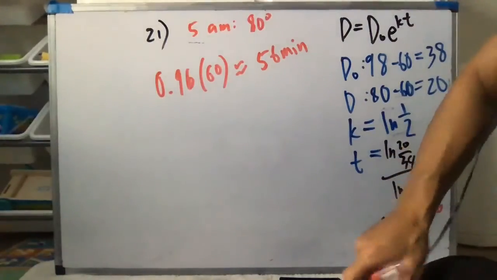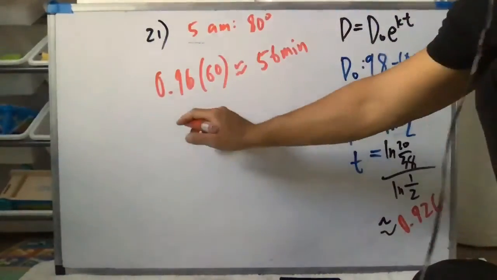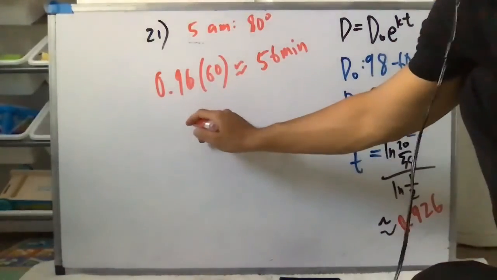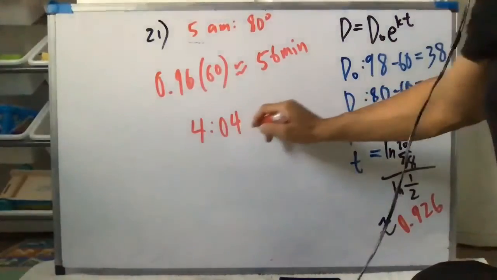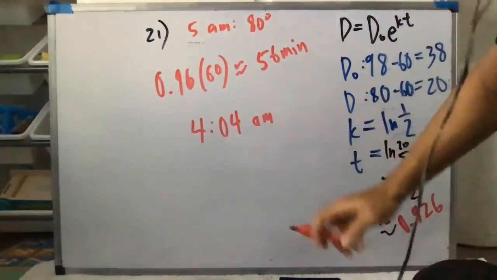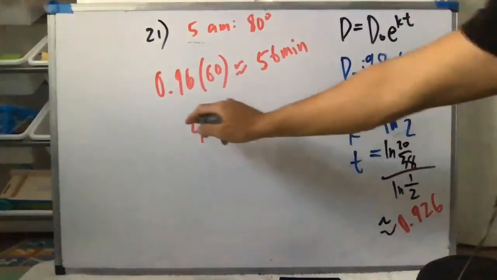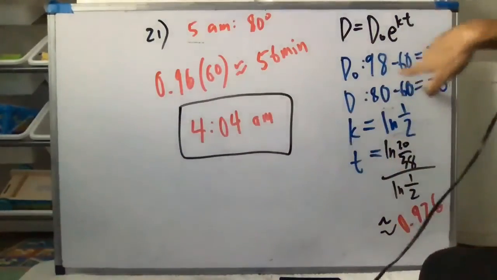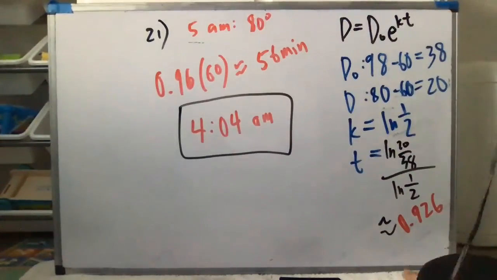All right. So 56 minutes have passed to get me to 5 a.m. That means he died 56 minutes before 5 a.m., which would be 4:04 a.m. That's the answer. He died at 4:04 a.m. And then 56 minutes passed and his body temperature was then at 80 degrees. There it is.